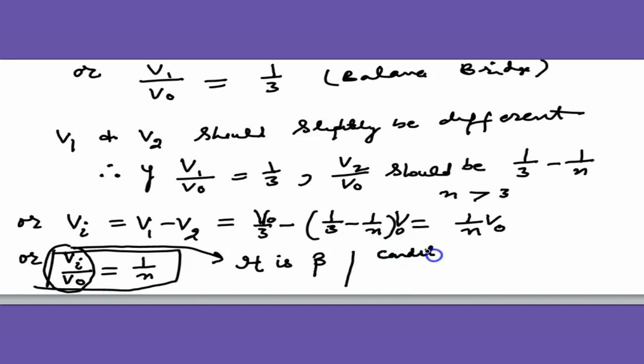And you know the oscillator condition, A beta should be equal to 1. This is for sustained oscillation, A beta should be equal to 1. Substituting the value of beta here, which is 1 over n, then what will be the value of A? A should be then n. Then the above requirements can be fulfilled. So A should be equal to n, where n is greater than 3. So hence the result of Wien bridge oscillator.